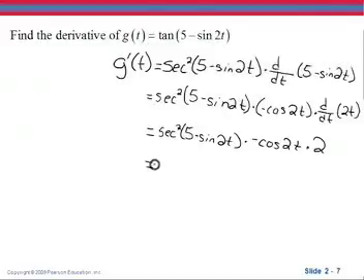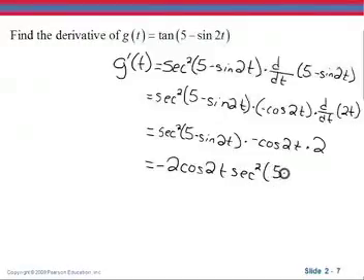Now there's more than one way we can write this. Normally we will put a coefficient that is a constant in front. So we'll have negative 2. And then we'll put our cosine 2t first. Secant squared 5 minus sine 2t. So in some cases you will have to apply the chain rule more than once.